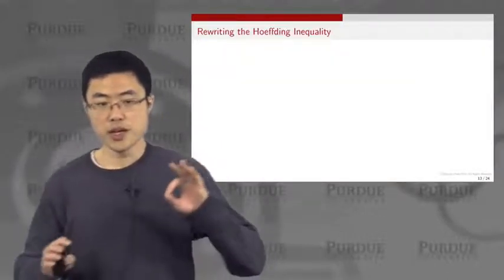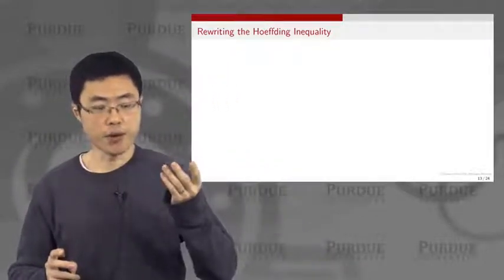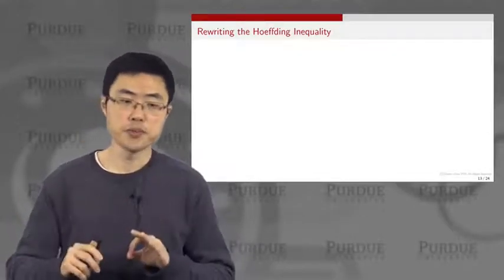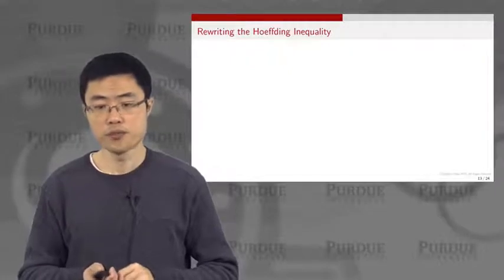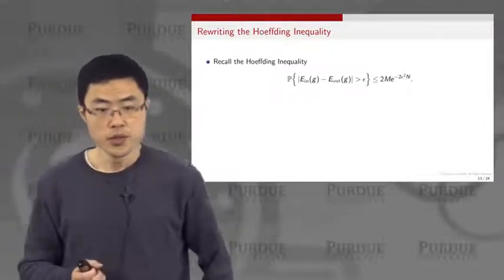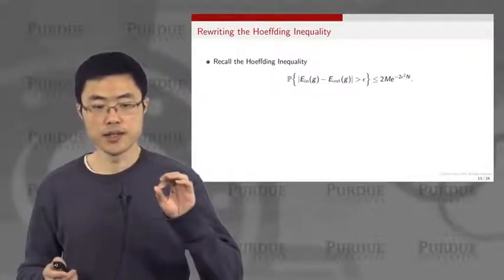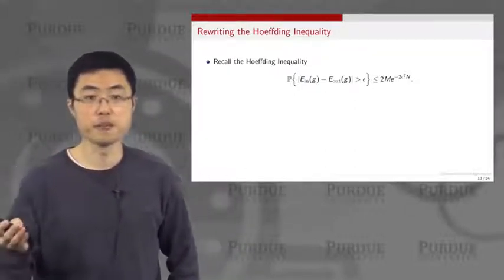Okay, so now we have talked about the relationship between your hypothesis set and also your target function. Let's spend some time trying to rewrite this Hoeffding inequality into a form that we can draw some additional insights from. So recall that the Hoeffding inequality is written in this form. It is the probability of certain events that is upper bounded by something.